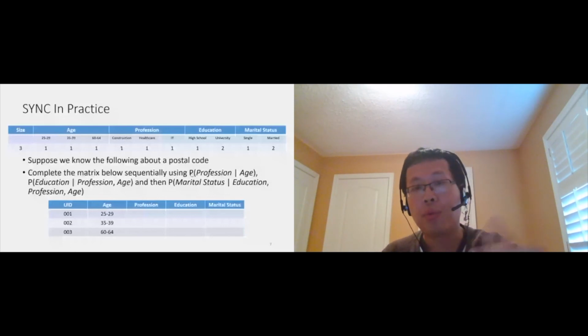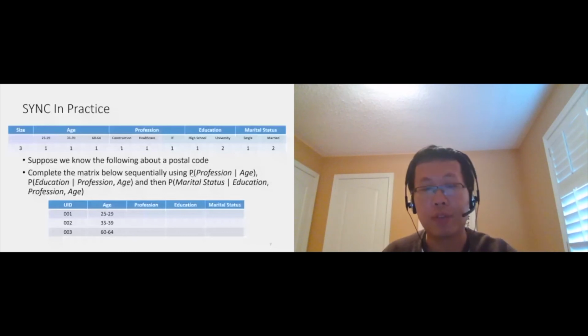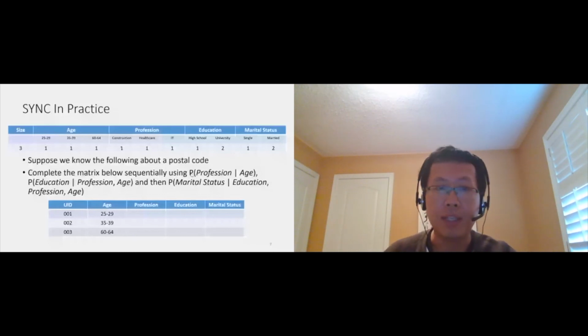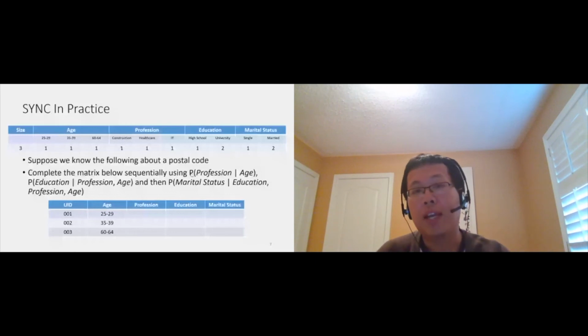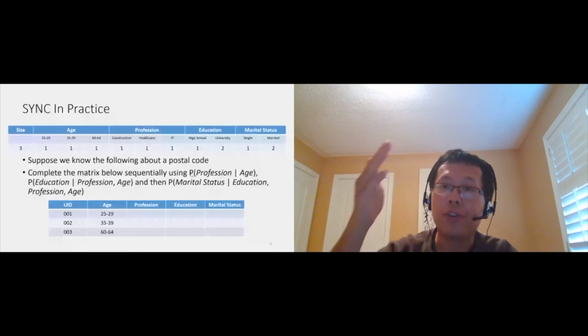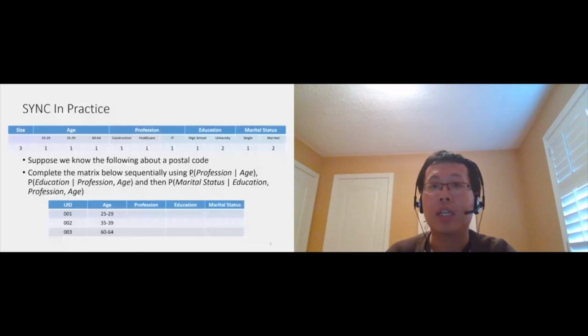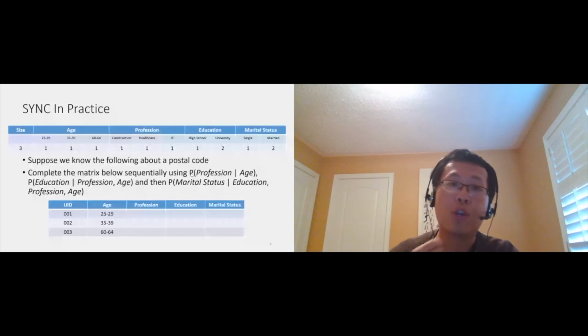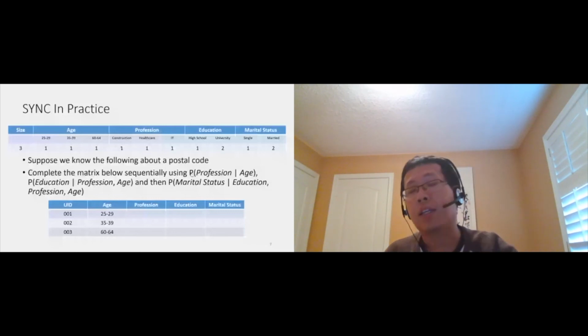And what we want to do is fill out the table below. That's the individual level table. So we've got 3 unique IDs, 1, 2, and 3, and we know their age. We'll just, for the sake of argument, call the youngest person 1, name the 35-year-old person number 2, and the 60-year-old person number 3. And our goal is to fill out their profession, their education, and their marital status in such a way that makes intuitive sense, and also respects the postal code level constraints. And we do so sequentially by looking at conditional probabilities.